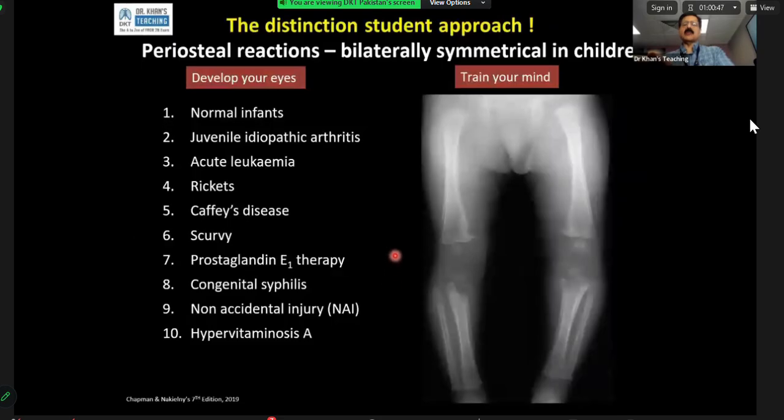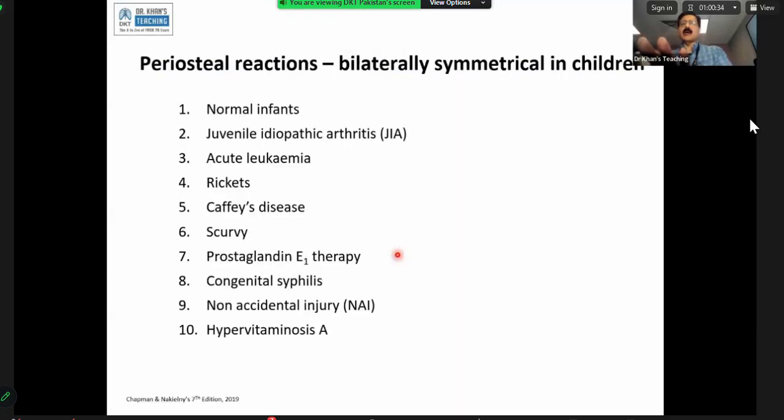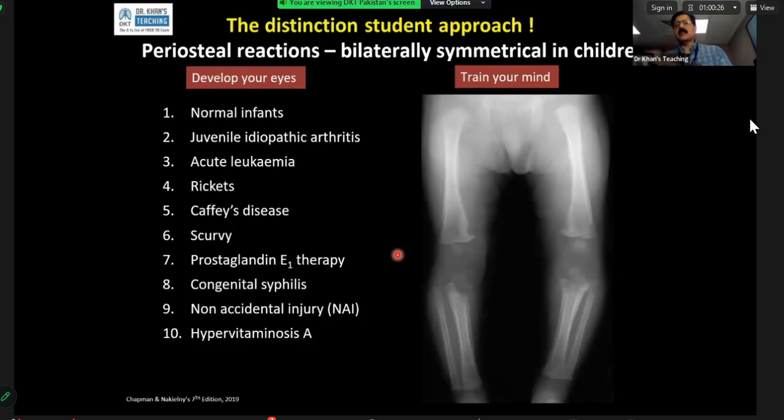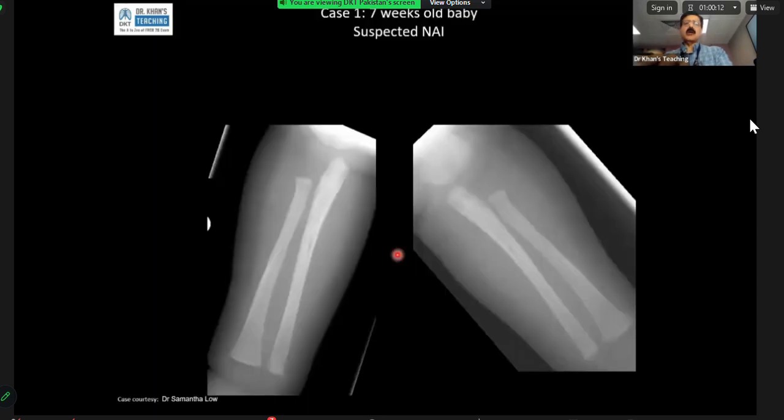So this is what I say: develop your eyes, train your mind, and your theoretical knowledge and your differential diagnosis. So in the exam, what does a distinction candidate do? The differential diagnosis is in the mind, and they go through it and rule out pertinent negatives and positives according to the age and according to the radiological findings. So quickly, let's see this.